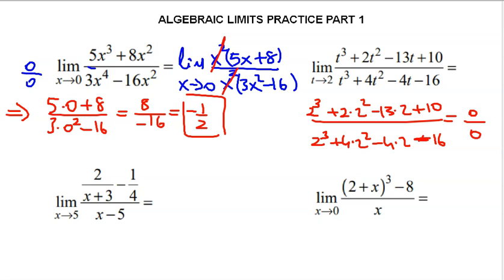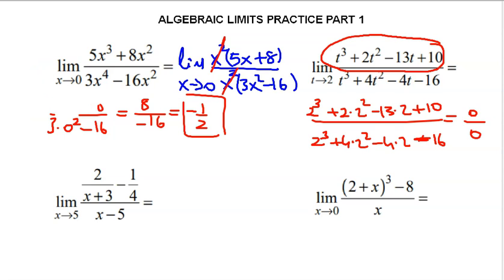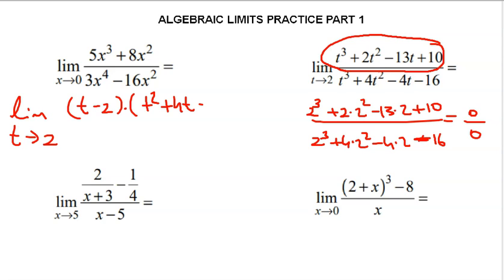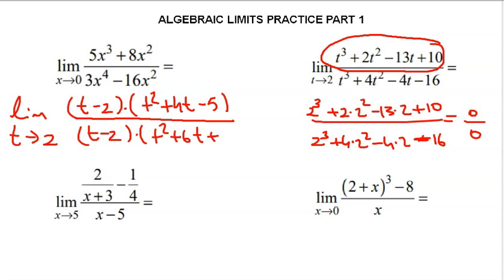In this case, we need to apply synthetic division. You need to divide the top expression and the bottom one synthetically. I'm not going to go into that detail, but when you do that, you end up with the limit as t approaches 2 of t minus 2 times t squared plus 4t minus 5, over t minus 2 times t squared plus 6t plus 8. Notice that the synthetic division produced these two common factors, so we can divide them out, and after that we can apply plug-in.